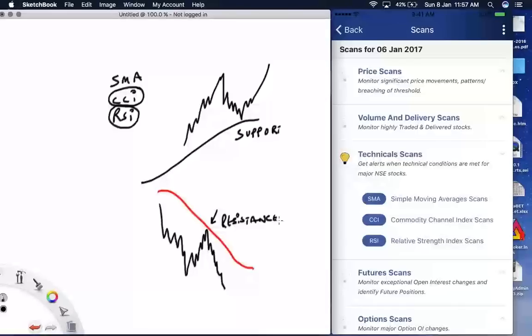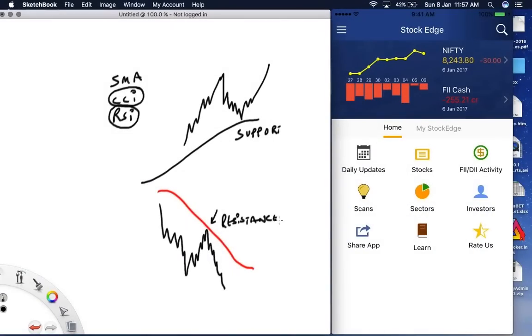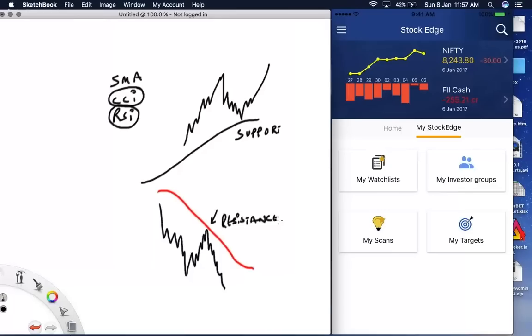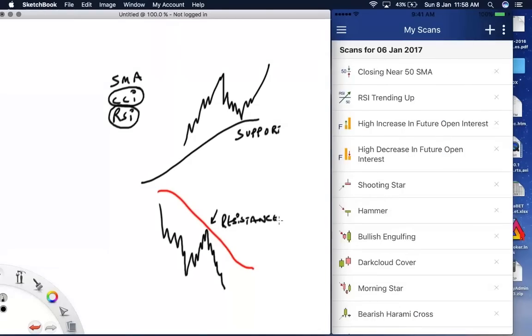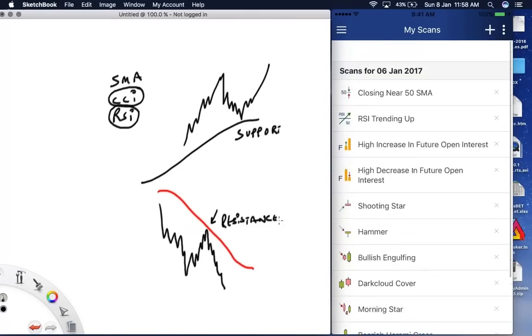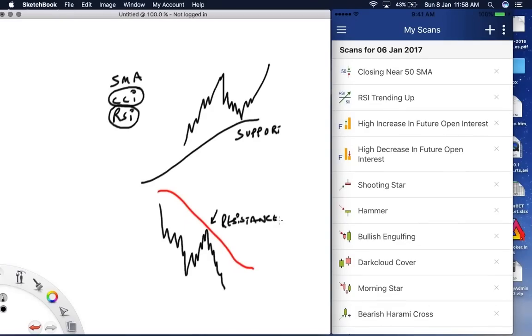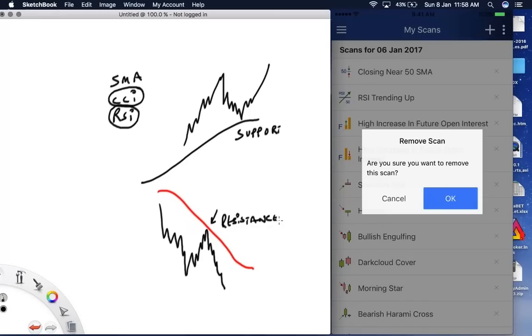So when you tap on my scans, whatever scanners you have marked as favorite pop up here. Let's say you see the first one, closing near 50 SMA. If you don't want it to be in your favorites, just click on it and it will go. Right. I hope this is useful. Let's quickly go to scans. We were under technical scans, simple moving average, CCI. Now CCI bullish trending up, bearish trending down.